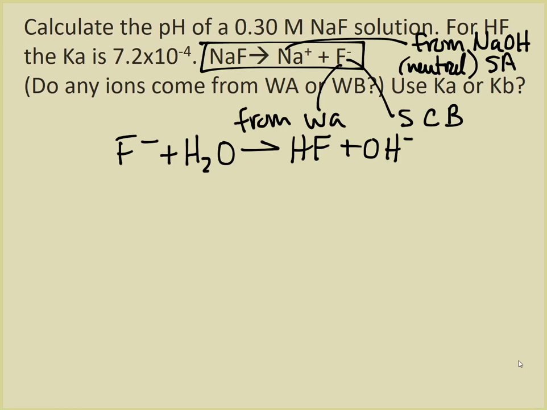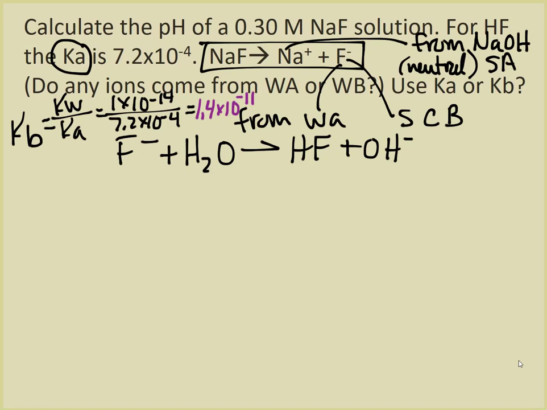Now, because it's a base, they gave me a Ka, but I need a Kb. To find the Kb, I'm going to divide the Kw by the Ka. And I get 1.4 times 10 to the minus 11. So let's go ahead and make an ICE chart and put in what we know.